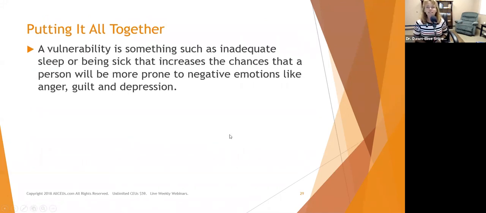A vulnerability is something such as inadequate sleep or being sick that increases the chances that a person will be more prone to negative emotions like anger, guilt, and depression. So encouraging people to take good care of themselves in order to give themselves the best chance at handling the onslaught of negativity that may come their way.